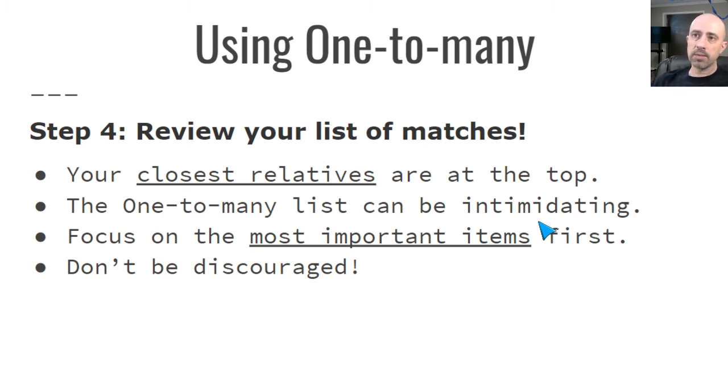So when you get to that page, I want to emphasize that your closest relatives are at the top of the page. You don't have to go searching for the best matches. They're at the top already. So the best matches, the strongest matches are at the top, and you go down the list and you get to more and more distant matches as you go down the list. So you don't have to figure out how to find the best matches. They're already at the top.